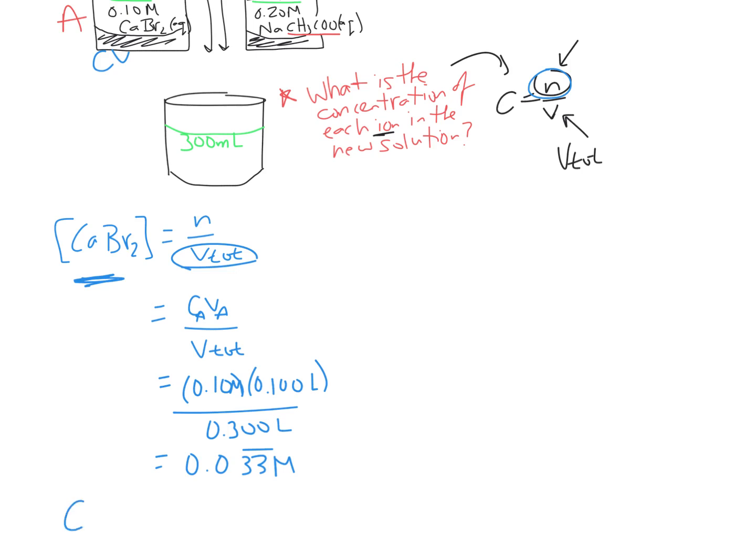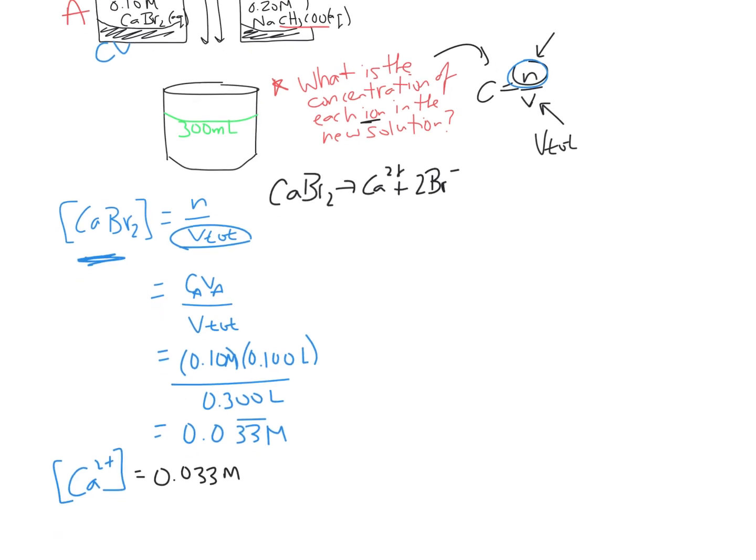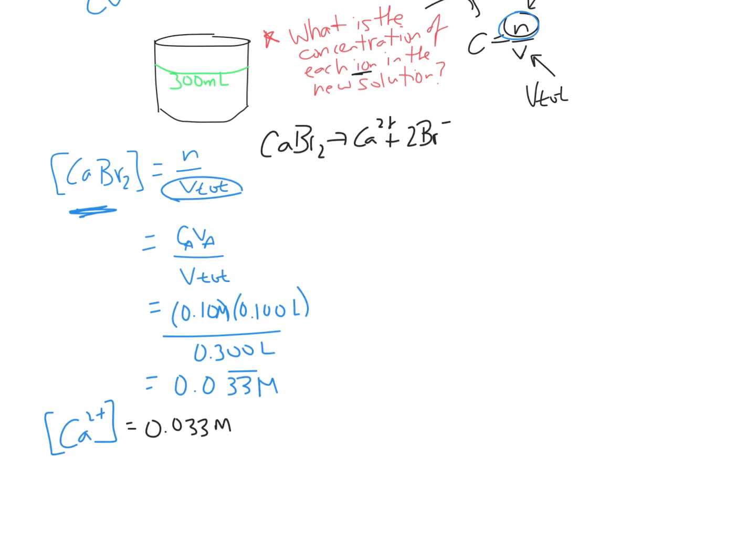What does that mean about the concentration of Ca2+? Well, you should realize, once again, that when this dissociates, it produces 1 calcium 2+ and 2 Br minuses, 2 bromides. So the calcium 2+ concentration is going to be the same as the salt concentration, 0.033 molar. Again, with 2 sig figs, that's as accurate as we can be.